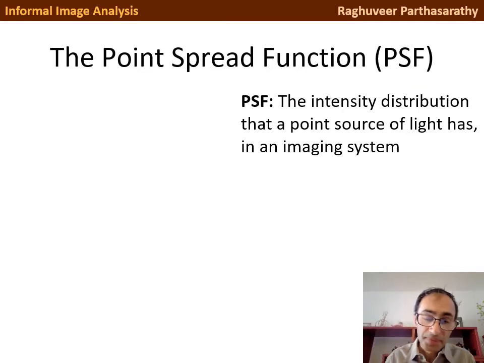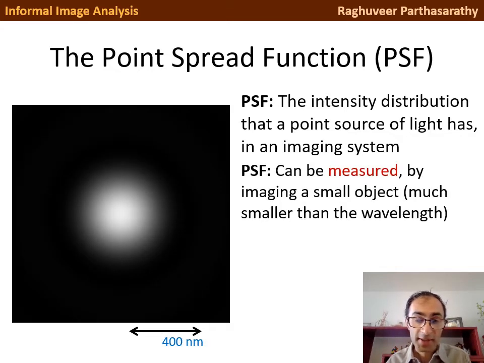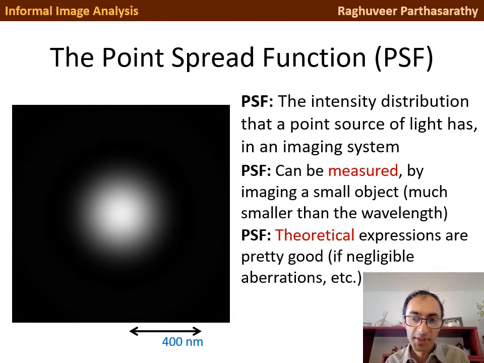Now, this has a name. This is the point spread function. So another way of phrasing that is that the point spread function is the intensity distribution that a point source of light has in a given imaging system. Now, you can measure that, and in fact, this is often a very useful thing to do, by imaging a very small object, something that's much smaller than the wavelength of light, like a nanoparticle or a molecule or something like that. But also, especially for contexts in which you don't have much other aberration, like thin samples or stuff on a cover slide or things like that, the theoretical expressions for the point spread function are quite good, at least in the focal plane that you're imaging in.